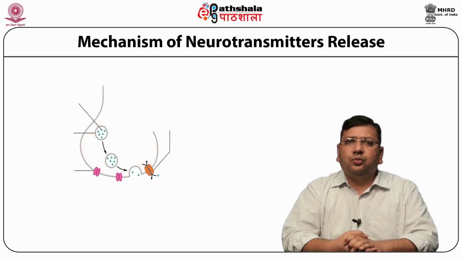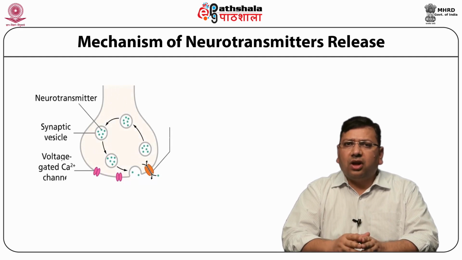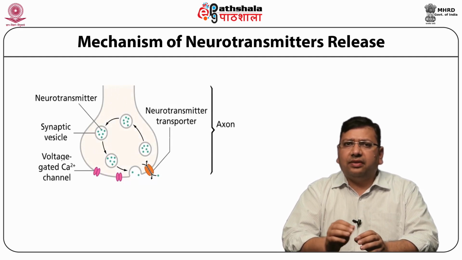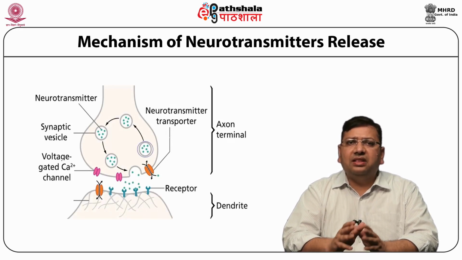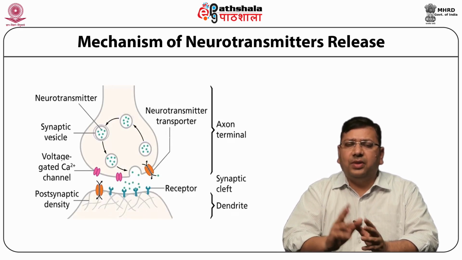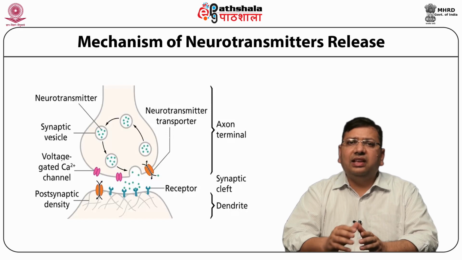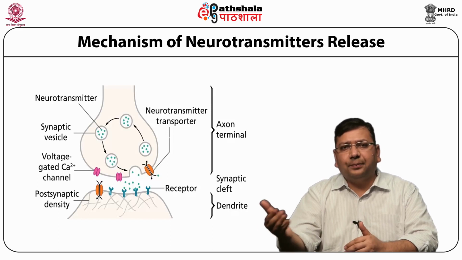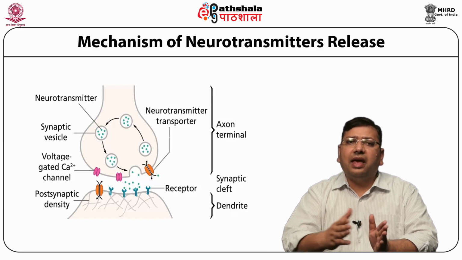Now coming to the mechanism of neurotransmitter release. Neurotransmitters are stored in a synapse in synaptic vesicles, which are clustered beneath the membrane in the axon terminal, located at the presynaptic side of the synapse. The synaptic vesicles release neurotransmitter into the synaptic cleft by exocytosis after fusion with the axonal membrane.